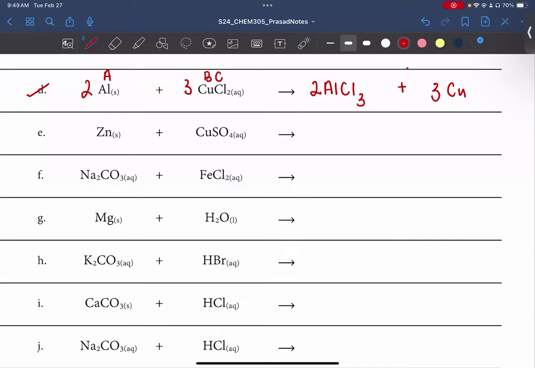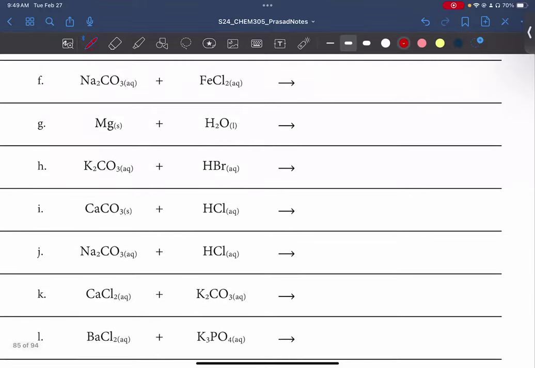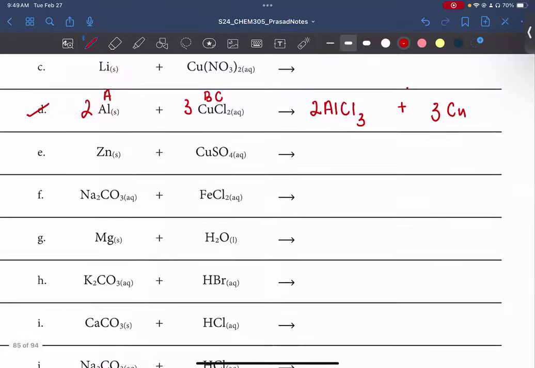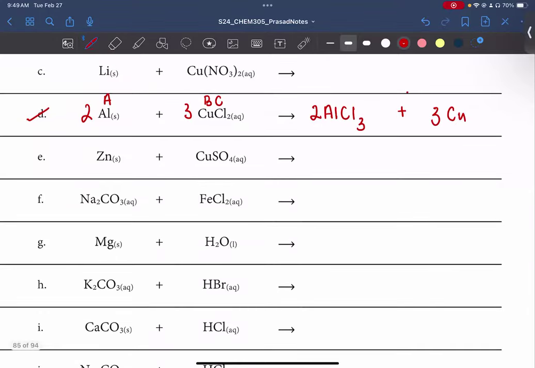Okay. I would like everyone to try F on their own. So do the complete thing. State symbols. Oh wait, I forgot to do state symbols above. Let's just quickly do that. I apologize.